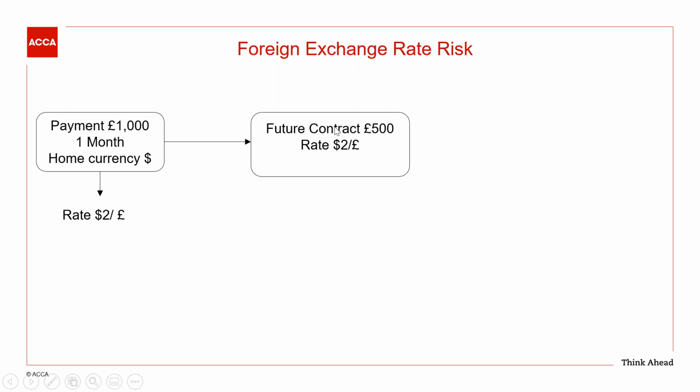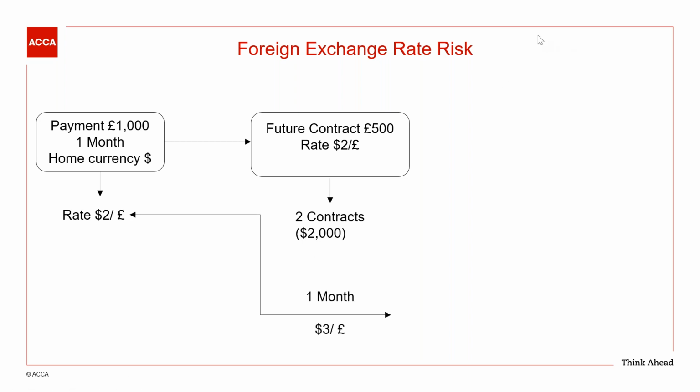Now you're waiting. The total cost of these two contracts will be $2,000. You are not paying these $2,000, so you will just take it as payable. You'll record these $2,000 as your payables. After 1 month, the exchange rate, let's say, goes up as expected, to $3 per pound.